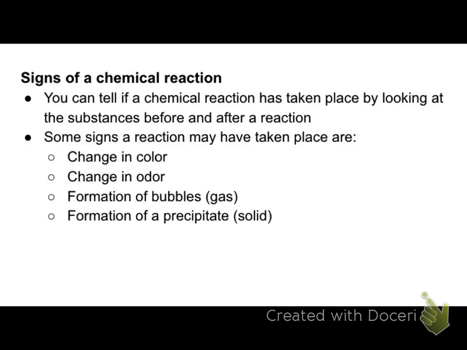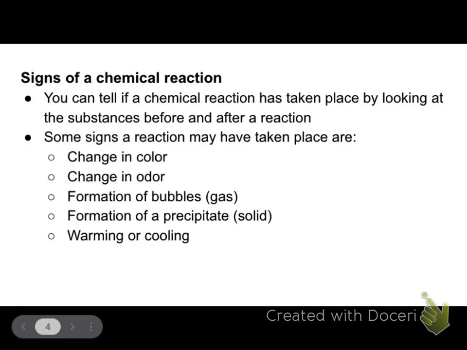Formation of a precipitate. So if you take two liquids like we did yesterday, mix them together, and you wind up with a solid, that is a precipitate, good indicator of a chemical reaction. If the substance heats up or cools down, especially if it's a dramatic change, like it gets really hot or really cold, that's a good indication. And finally, releasing light. So when you burn something, it produces heat and light in the form of flame. Those are indicators that a chemical reaction may be happening.